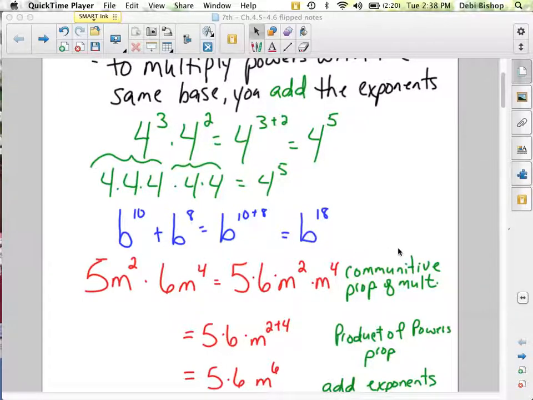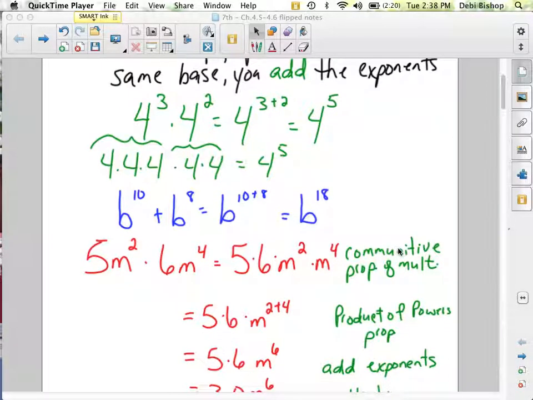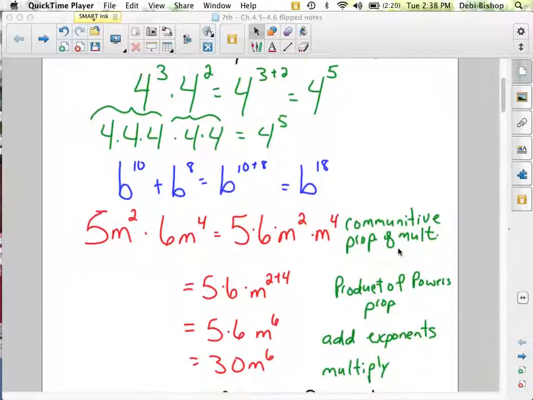You can also do this using integers and variables, so numbers and letters. If I have 5m squared times 6m to the 4th power, I can rearrange these because we're multiplying everything together. Remember, when you have a number and a variable next to each other, it's multiplication. So I can rearrange this because of the commutative property of multiplication, and I get 5 times 6 times m squared times m to the 4th.